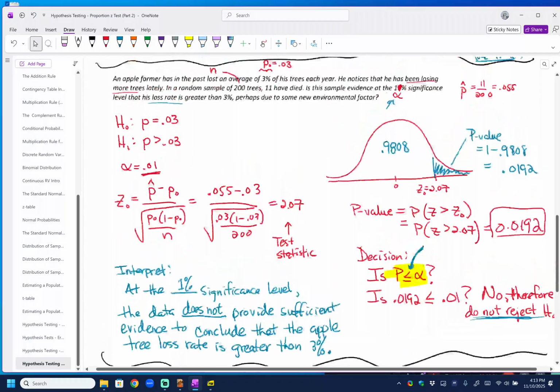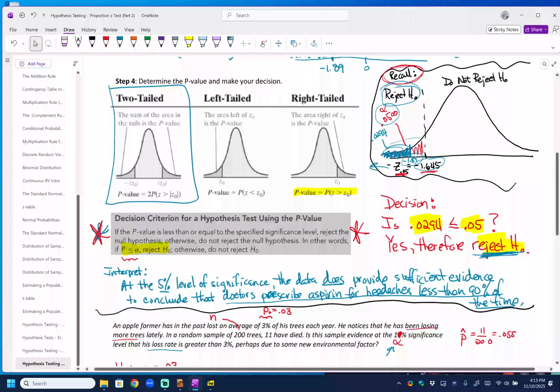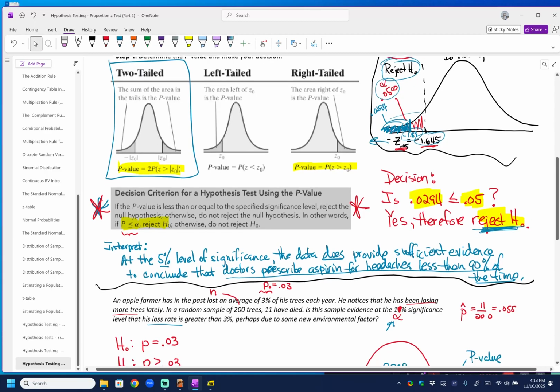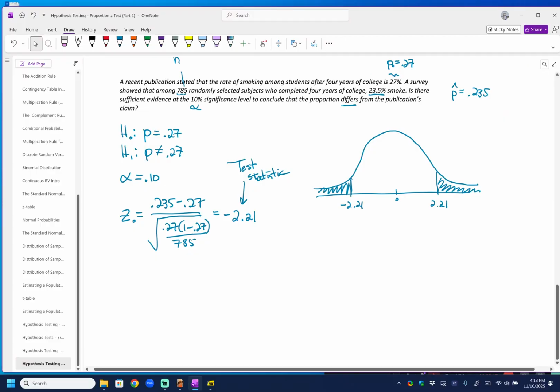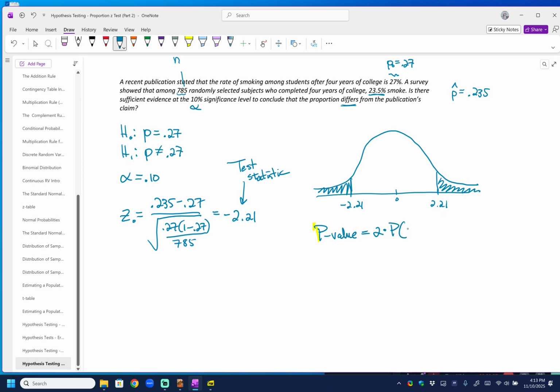So it looks like the p-value is going to be equal to 2 times the probability that z is greater than the absolute value of z naught. So that's a lot going on there. We want to write that down here and make sure that that's fully explained. So the p-value is going to be equal to 2 times the probability that z is greater than the absolute value of z sub 0.